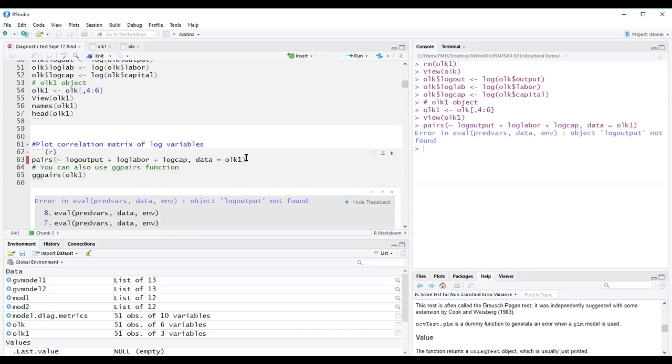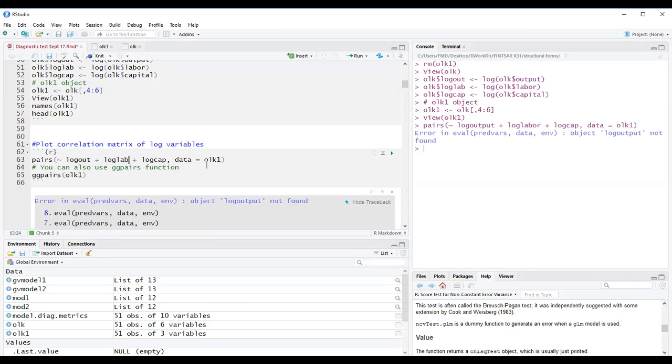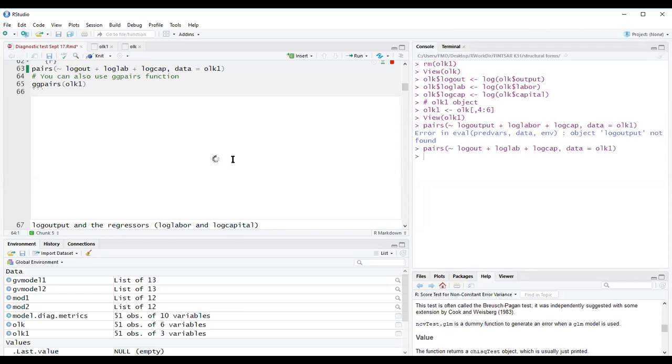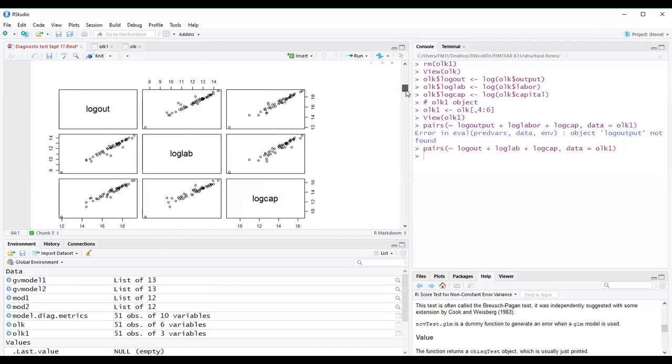Enter. What happens here? Sorry, hindi pa log output. Log out lang, no? Mali din itong log lab. Bago class, mali yung ko. Dapat sa OLK1 kasi log out lang, log lab, at saka log cap. Yan. Okay, so this should work now. Okay, kita nyo, guys? Yes, sir.